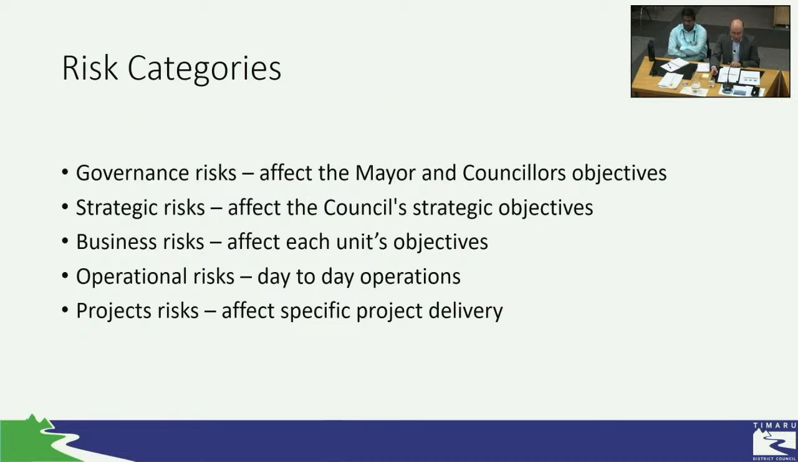To make it easy to categorize the risks, we have come up with these 5 categories of risk. The first level is the governance level. This affects the mayor, the councillors and elected members. So these are their risks. The second level is strategic risk. This affects the management, strategic risks, and strategic objectives.